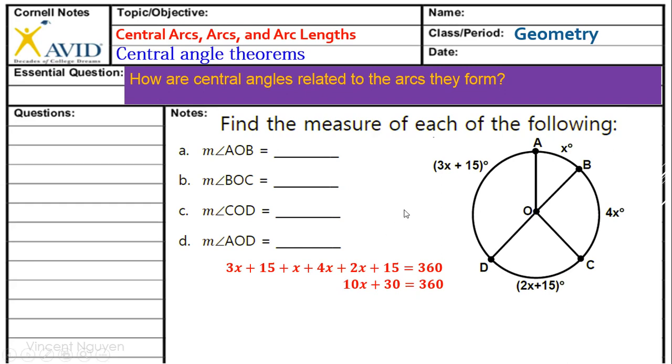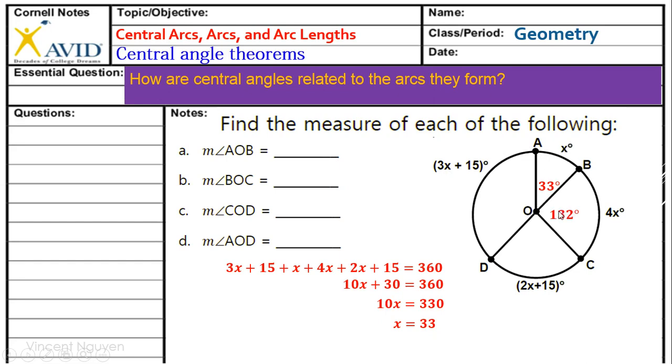If you're good at algebra 1, you can solve this in no time, right? So subtract 30, divided by 10. So x is 33. Now, to answer these questions, I have to substitute the 33 back in here, right? So for the first arc, AOB, AOB is the first one they asked me. That's 33 degrees because that's just x.